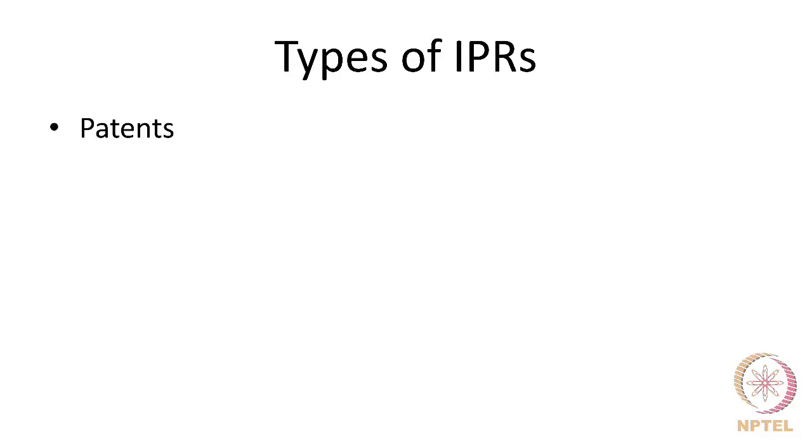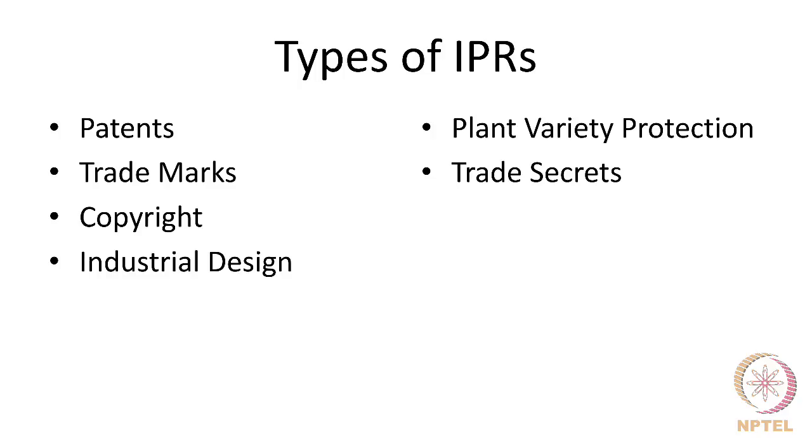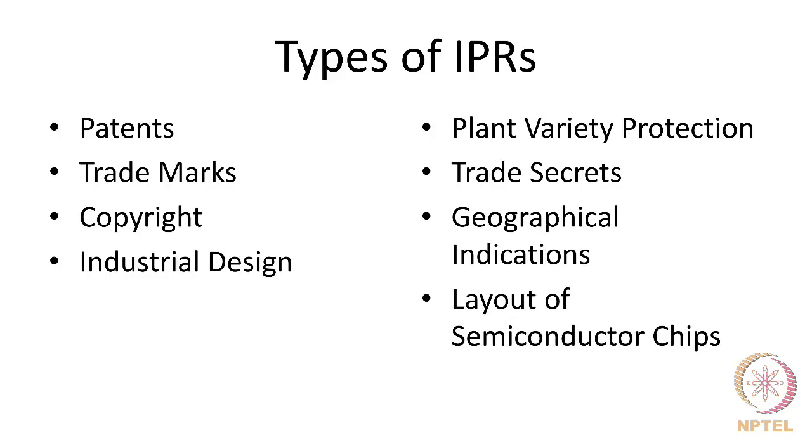Types of IPRs. Now patents protect inventions, trademarks protect brands and logos which are associated with products and services. Copyright protects artistic, literary and creative works. Industrial designs protect aesthetic designs. Plant variety protection protects plant varieties and breeders' rights. Trade secrets protect confidential information. Geographical indications protect products that come from a particular geography which are peculiar to that particular territory. And layout of semiconductor chips protects the layout of IC chips.